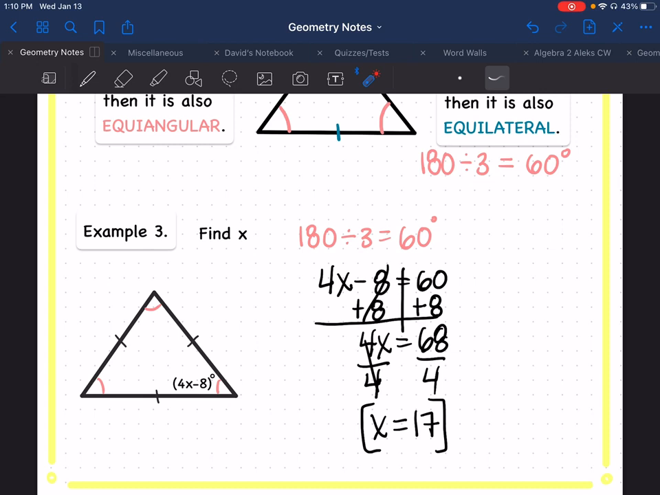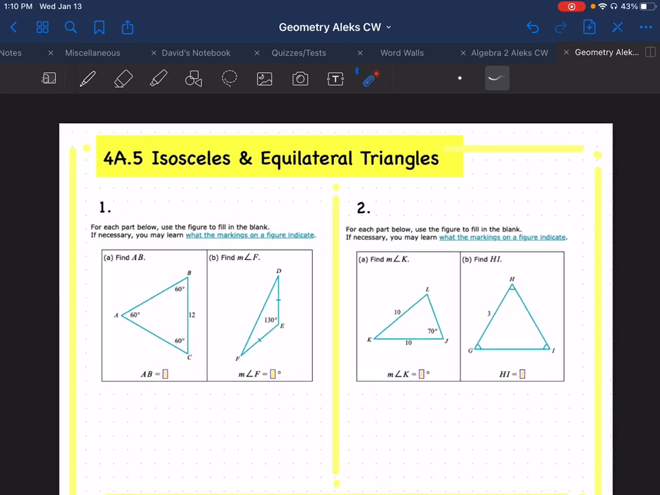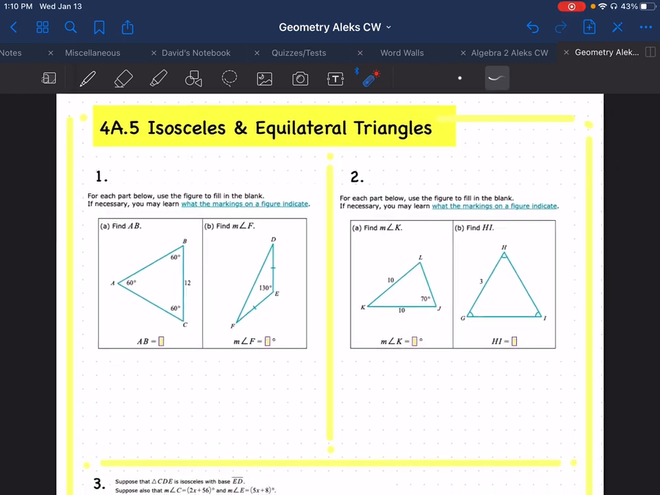All right, that concludes the lesson. I just want to quickly show you what your assignment on Alex is going to look like, since I'm not going to be there today. So you have 4 questions. Question 1 and 2 look the same, and then question 3 and 4 look the same. So here's question 1 and 2.